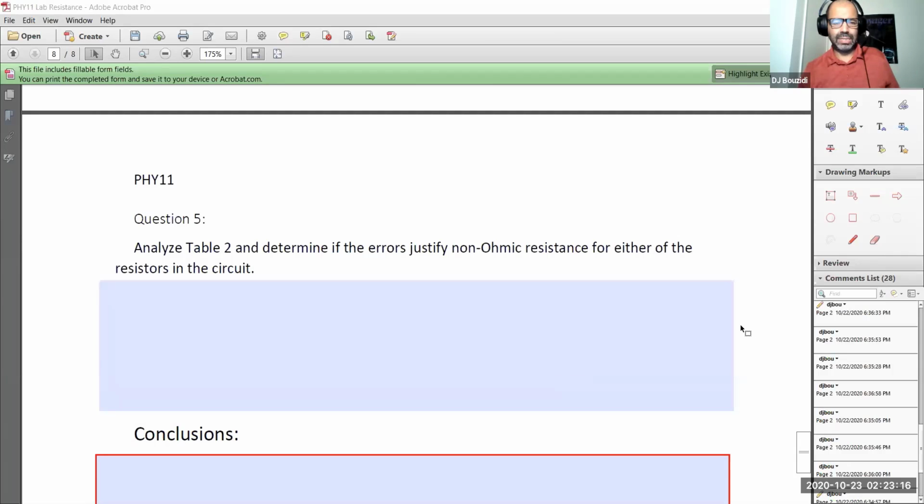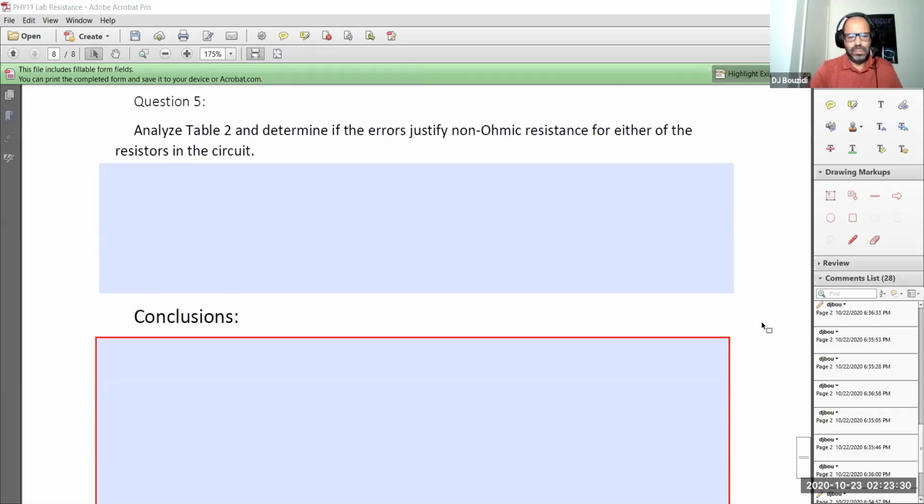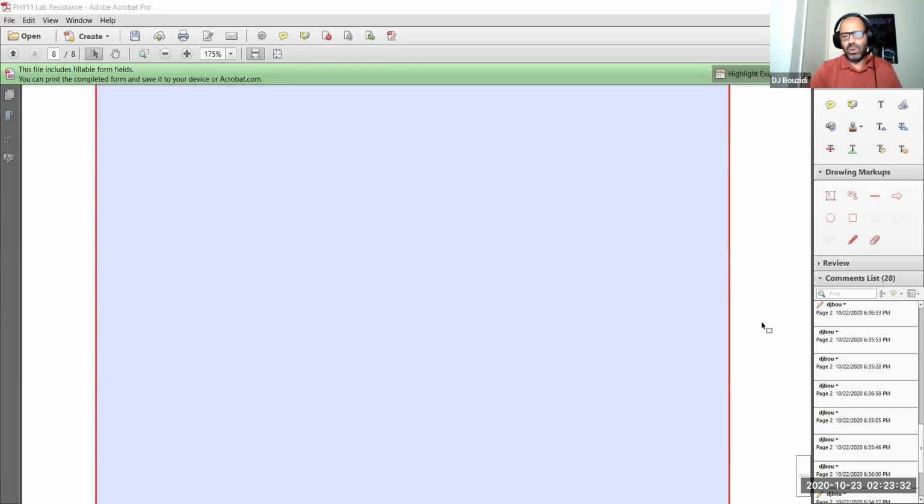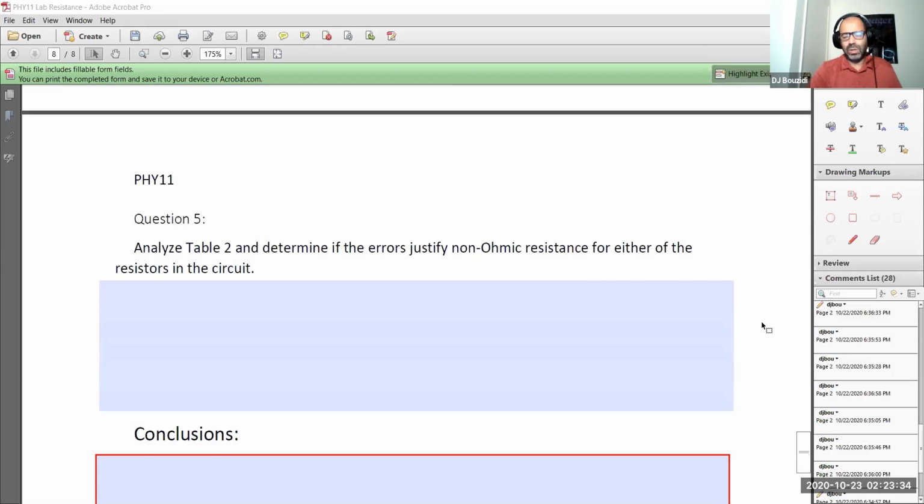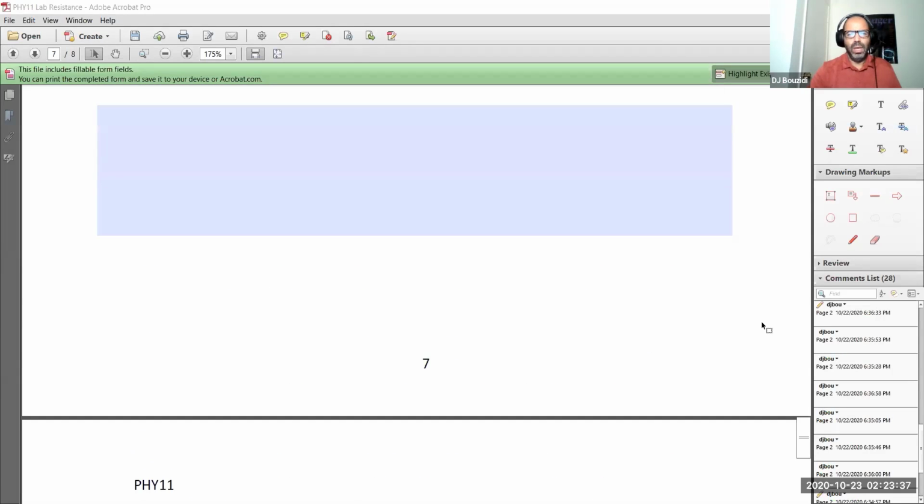And then analyze table 2 and determine if errors justify non-ohmic resistance for either of the resistors in the circuit. You should not have non-ohmic resistors. They all should be fine, okay? If you do, please let me know. And then the conclusion. Before you do the conclusion, at this point, basically what you're doing in here, you're checking Ohm's law, actually V equal to Ri, and you're also checking the series and parallel circuits. And whether or not the formulas that you have work or not. This is your lab.